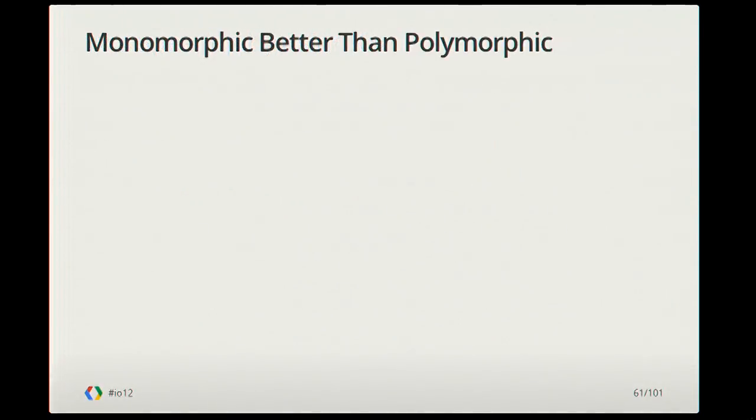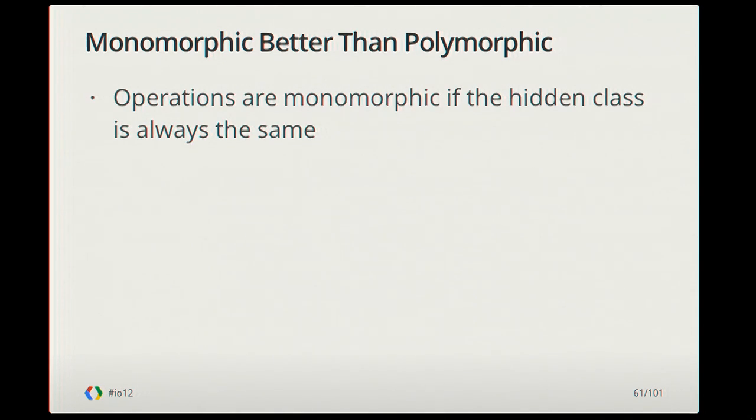Now, I'd like to introduce a concept that we'll also come back to later. Monomorphic better than polymorphic. Sounds pretty complicated. It isn't really. Monomorphic operations are operations that always work on objects with the same hidden classes. So the first time you execute an IC, we look at the argument types for the operation, we look at the hidden classes, and we remember them. And if the next time through those hidden classes are the same, it's monomorphic. And if the next time they're the same, it's still monomorphic, and it stays that way. If at any time we see different hidden classes for the arguments to an operation, then it becomes polymorphic.